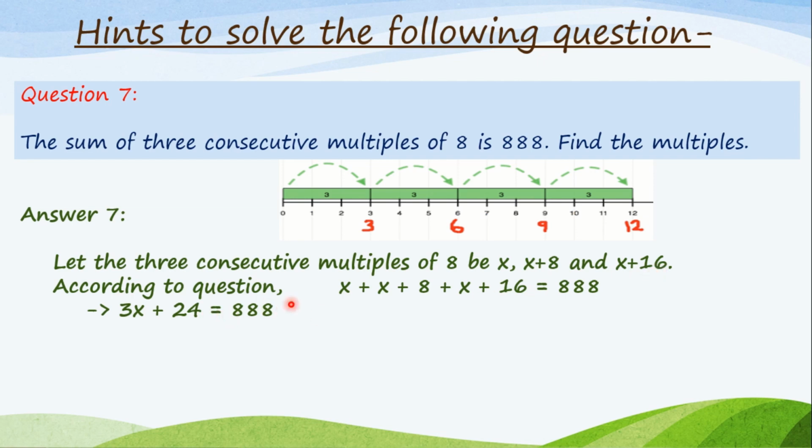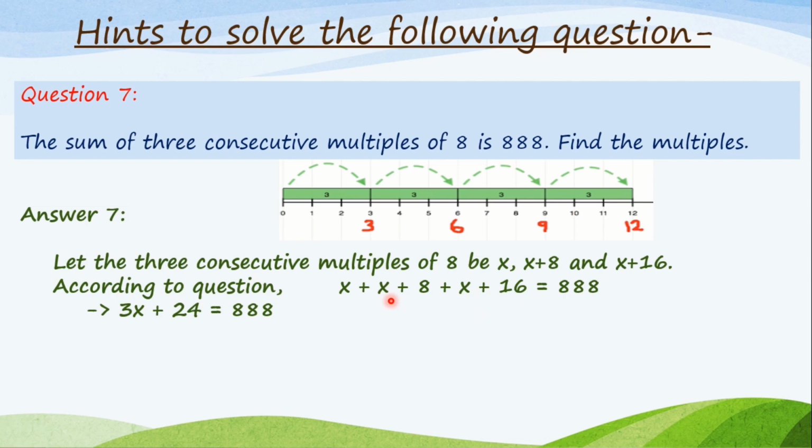Now, according to the question, you have to find the sum. Add the 3: x first, x plus 8 second, third x plus 16, which is equal to 888. Solve this. You will get 3x plus 24 is equal to 888. I hope you will not make the mistake of adding all the things together. 8 and 16 are constants and these 3x are variables.